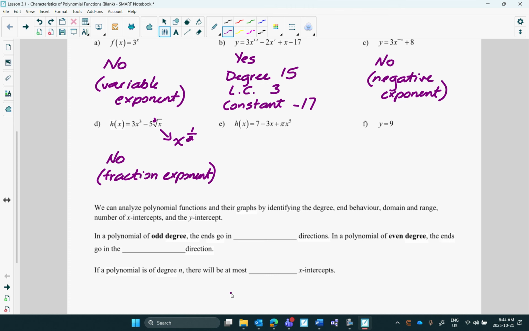How about the next one? Yes. What might throw you off here is the pi, but remember, the coefficients, as long as they're real numbers, we're okay. So what's the degree? 5. What's the leading coefficient? Pi. And what's the constant? 7. Good.